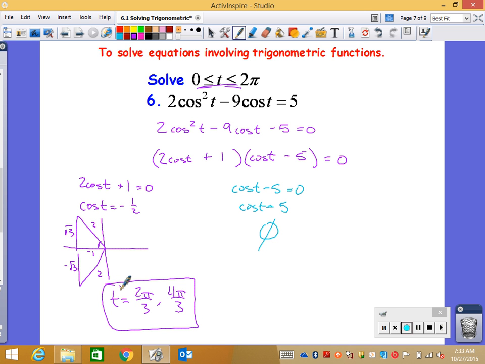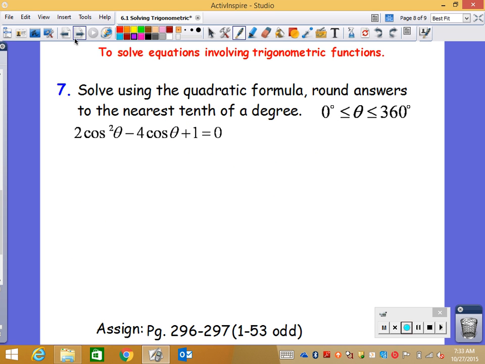There are some situations where you could get 4 answers total. You could get 2 for this first one over here, 2 for the second one, and you get 4 answers. However, this time we only got 2. And now for the hard one. We're going to solve using the quadratic formula. Horrible memories, I bet, for you guys. And then we're going to solve this.